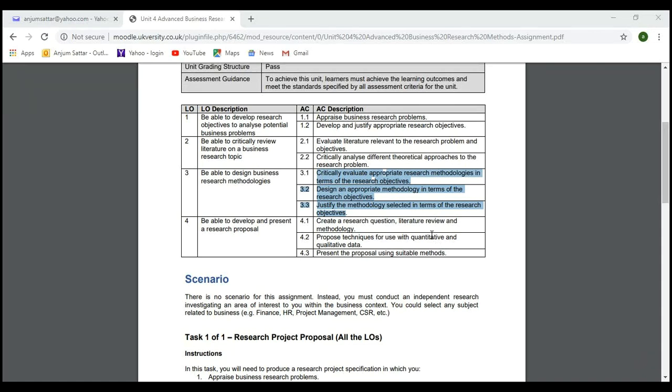Then the sampling technique: which sampling method will you use? If you use quantitative, you will use probability sampling or non-probability sampling. So we always need to go through the sampling method.